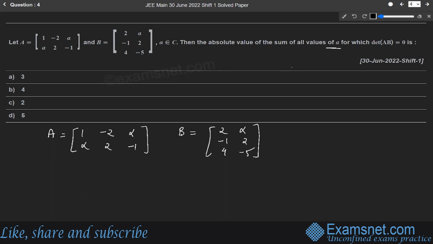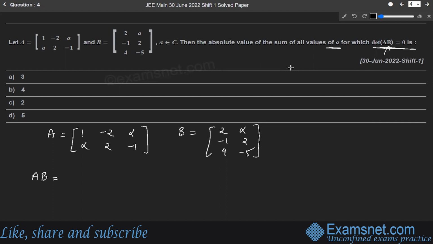It means that firstly we need to find the values of alpha and then we have to find the absolute value of the sum of all the values of alpha. But a condition is given here, that is determinant of AB is equal to 0. What is AB? AB is matrix A into matrix B and determinant of AB is equal to 0. So firstly, let us find AB. AB is the product of both these matrices. Do you know how to calculate the product of two different matrices?